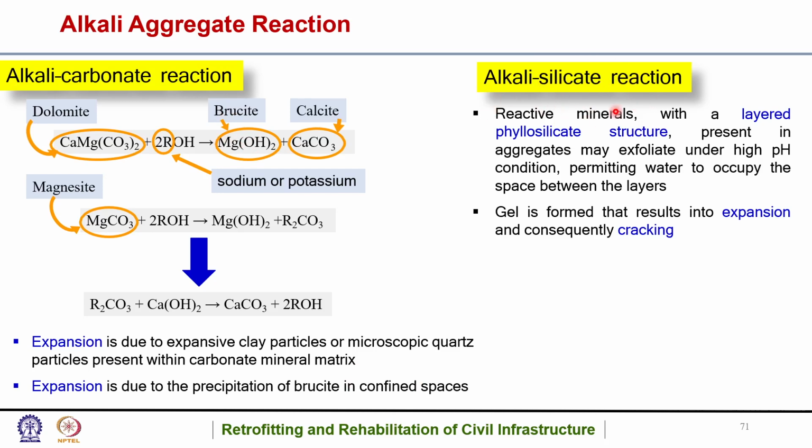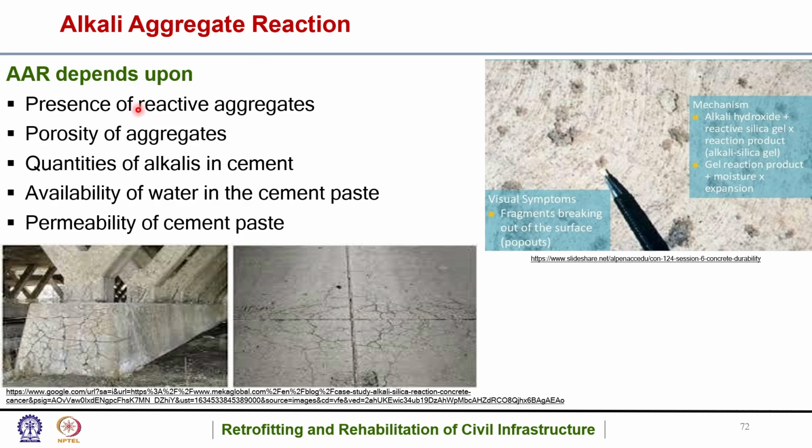And what is alkali silicate reaction? Reactive minerals with a layered phyllosilicate structure present in aggregates may exfoliate, that is, result in delamination or spalling, under high pH condition, permitting water to occupy the space between the layers. So it basically results in layering. Gel is formed that results in expansion and consequently cracking. The alkali aggregate reaction basically depends on the presence of reactive aggregates, porosity of aggregates, quantities of alkalis in cement, availability of water in the cement paste, and permeability of cement paste. So these are some of the factors.